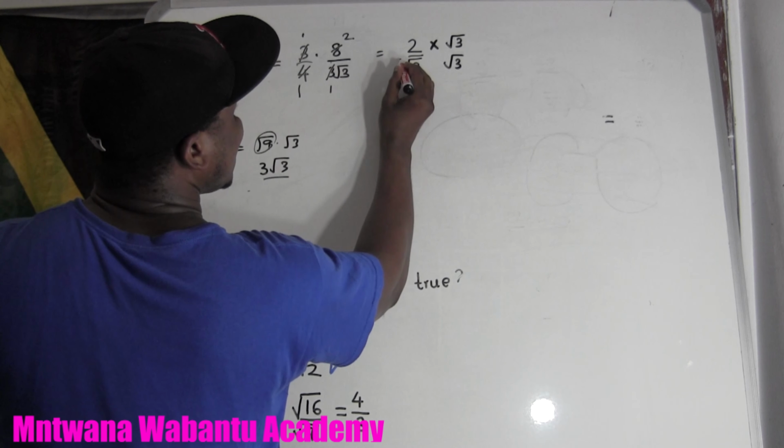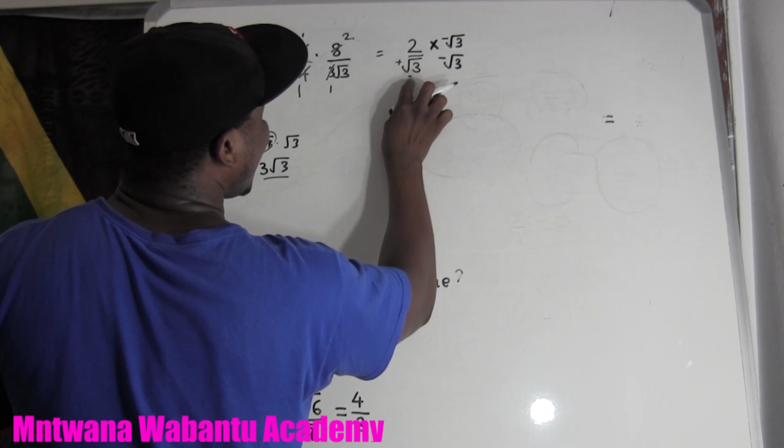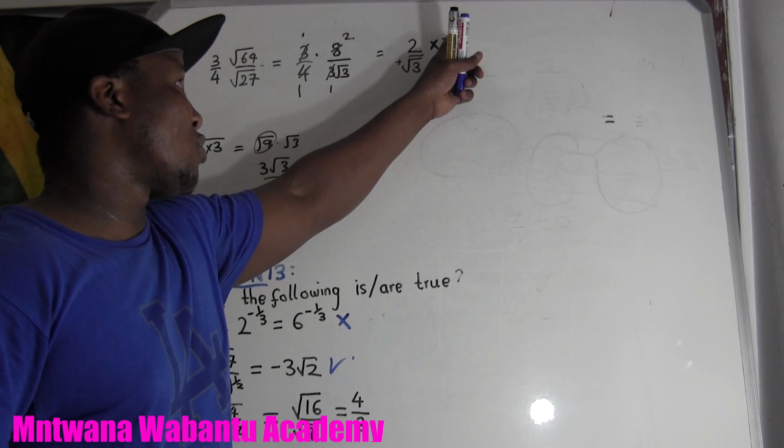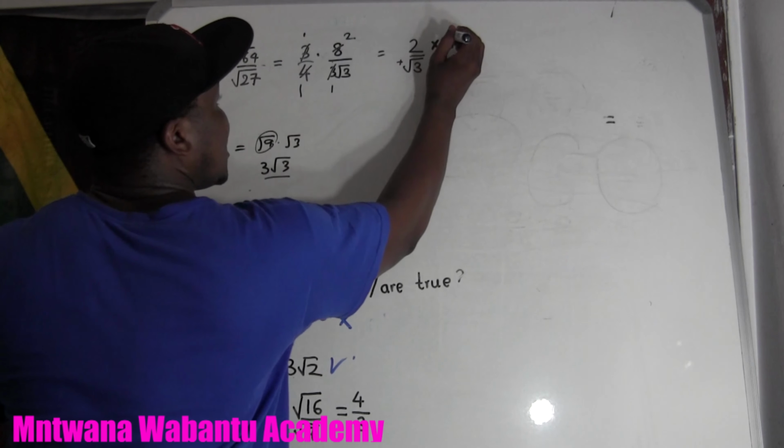Up and down. But what you do, remember it's positive, it's going to become negative and negative. Same thing, but you change the sign. Up and down. So remember, top and bottom. So negative and negative gives positive. So it's going to become positive.